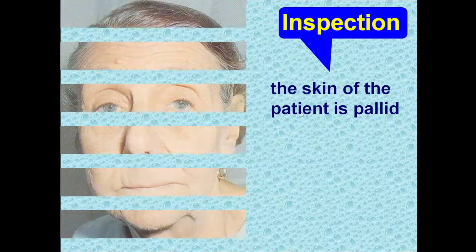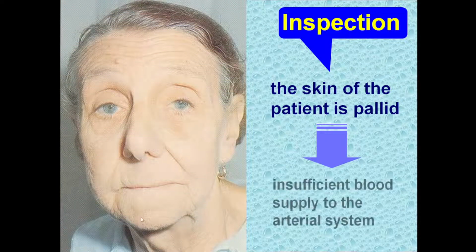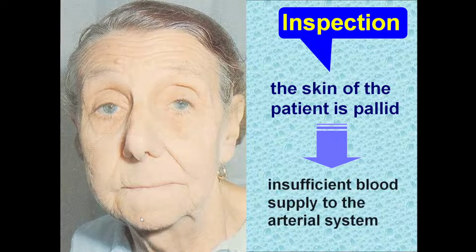On inspection, the skin of the patient will be pale due to insufficient blood supply, and in clinical practice we distinguish red heart defect, a patient with mitral stenosis and mitral regurgitation. You remember facies mitralis, a bluish red color of the face.